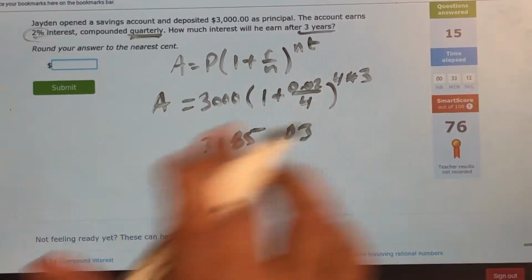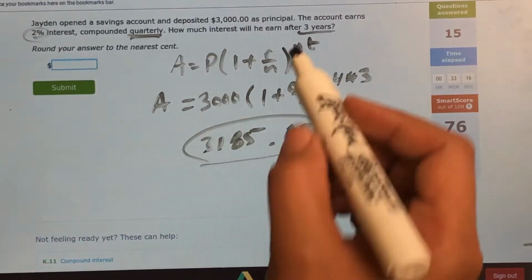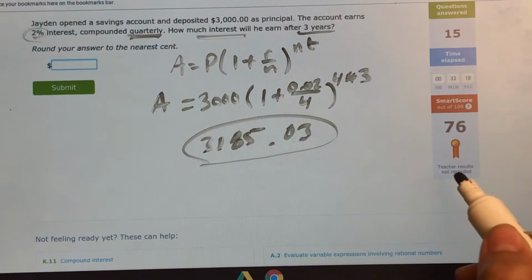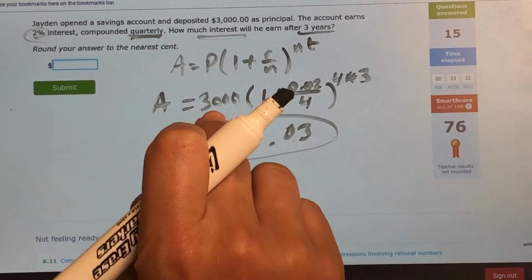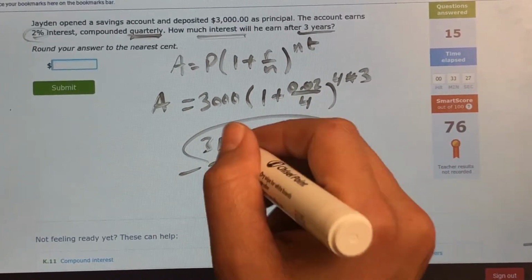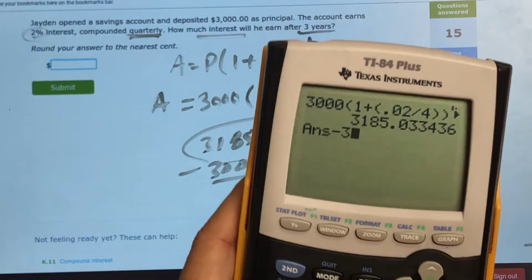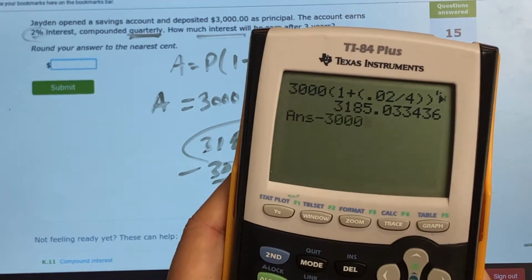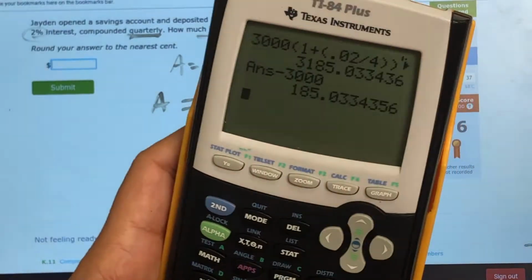This is how much he has, right? This is how much he has at the end of it. But the question was, how much interest will he earn? So this is his total, including what he started off with. So I have to subtract the 3,000 to find out the interest that he earned. So I have to subtract what he started off with, which is 3,000. So he earned an interest of $185.03.